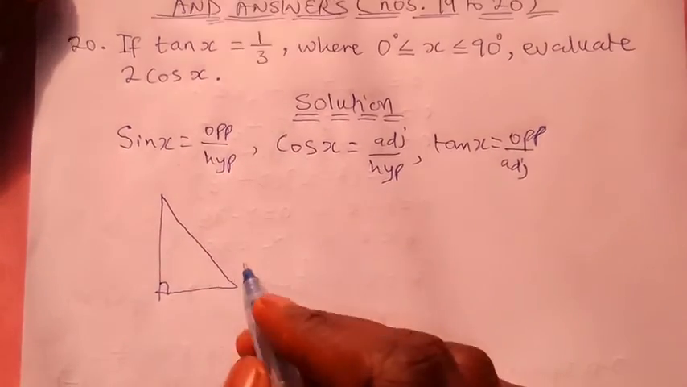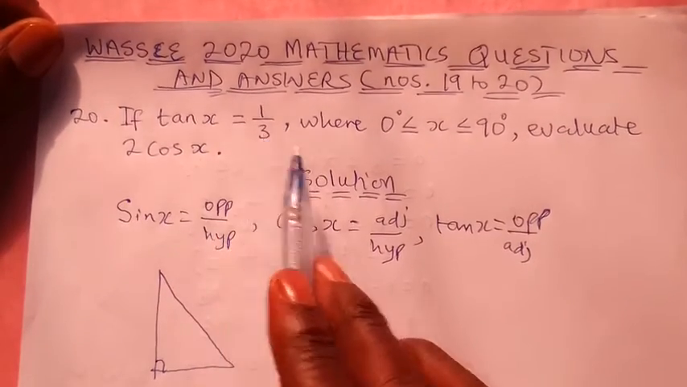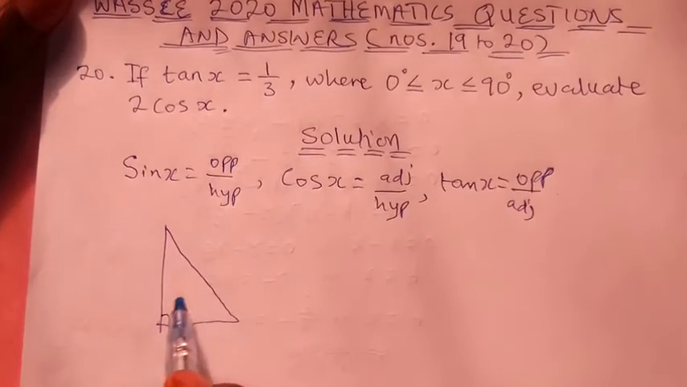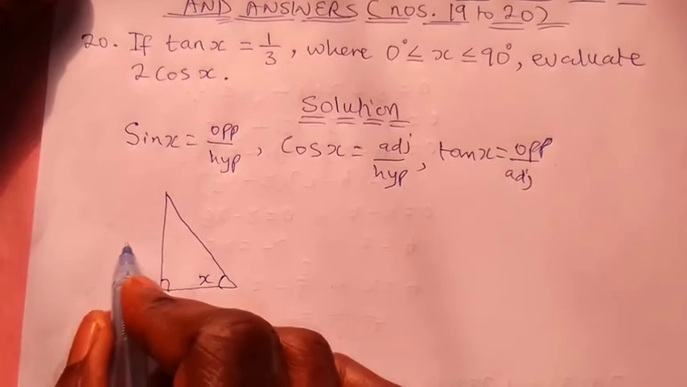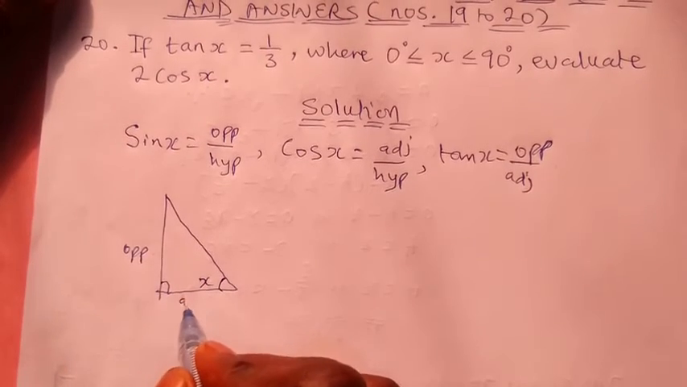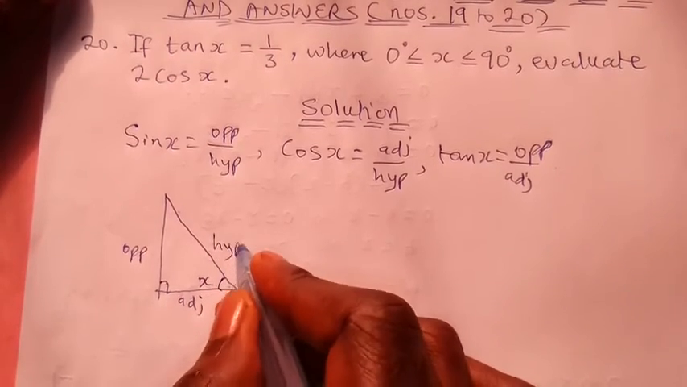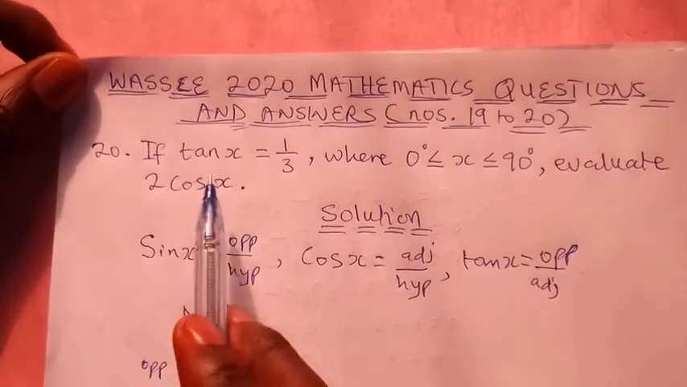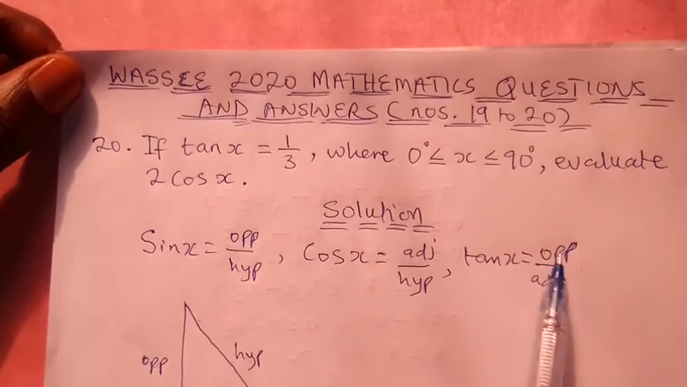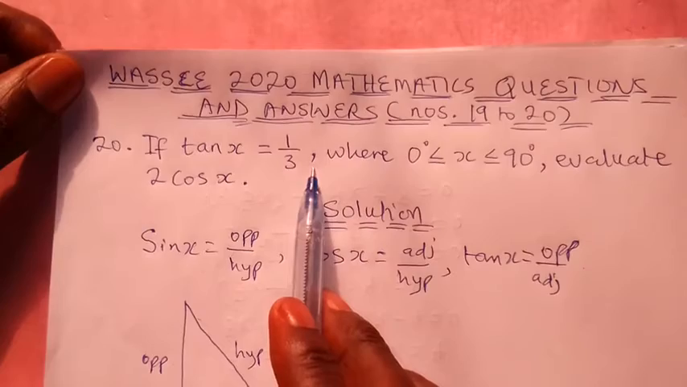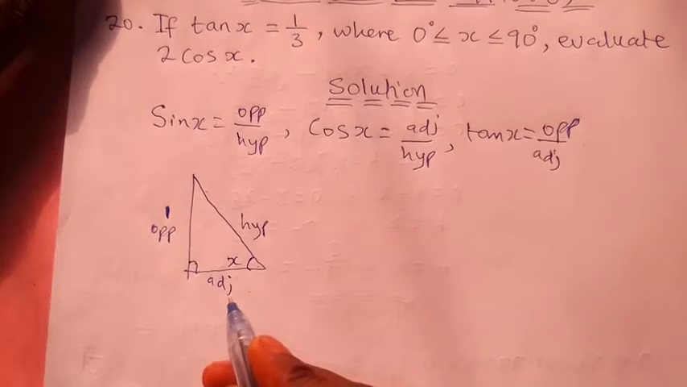Now, what are we doing here? We are told that our tan x is 1 upon 3. And from what we have here, we have to identify the 3 sides of the right triangle. Now, if this is our x, then that will make this place the opposite, while this place will become the adjacent, then this length opposite 90 degrees will become our hypotenuse. So for our tangent that has 1 upon 3, the 1 is the opposite, the 3 is the adjacent. So we put 1 for the opposite and 3 for the adjacent.